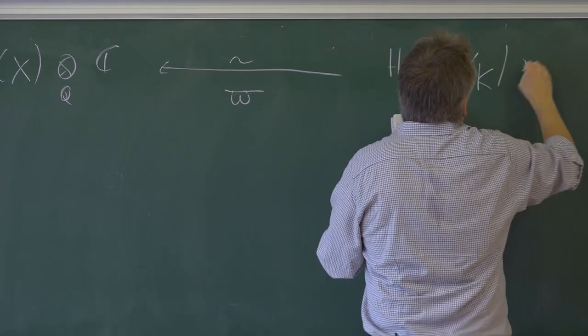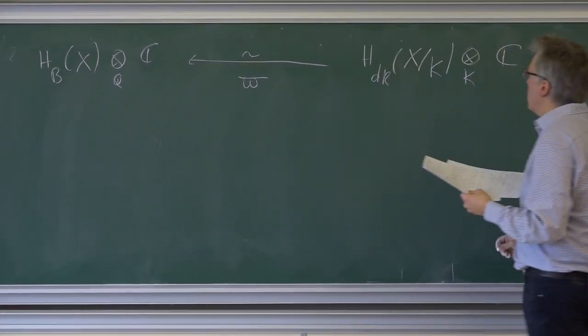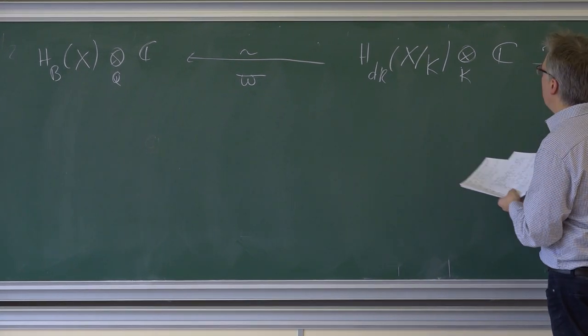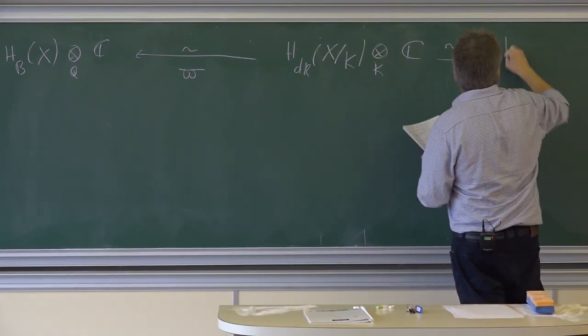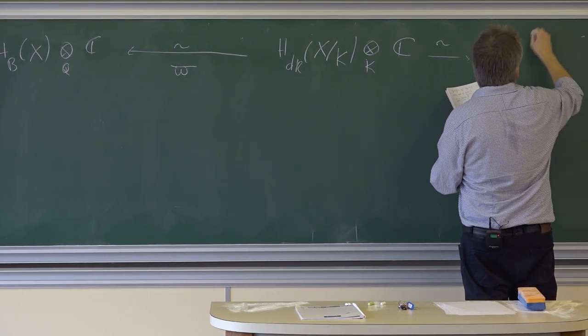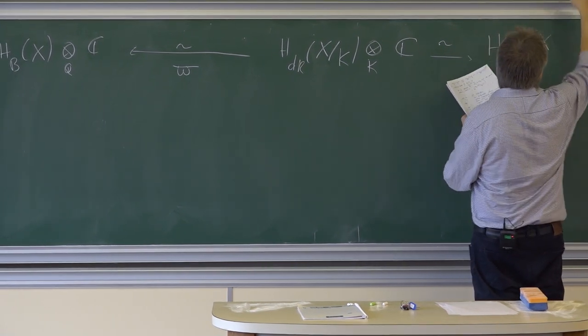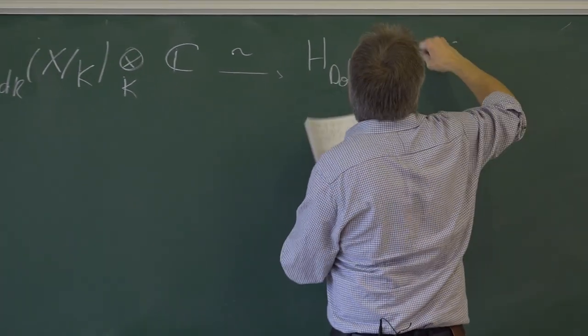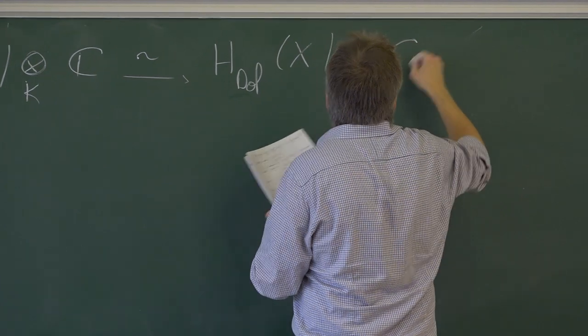So this is a K vector space, and K is my subfield of C. And then I have this isomorphism, which is a de Rham isomorphism with the de Rham cohomology, or the Hodge cohomology, depending on how you want to call this. It's just this direct sum over all n of these cohomologies. And this is also defined. Okay.